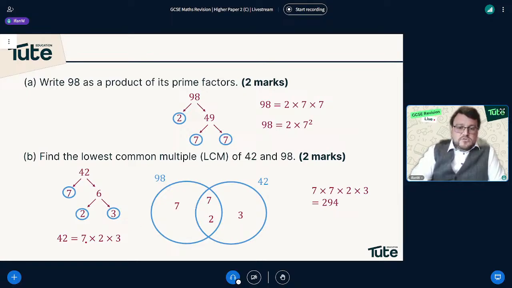Now, 7 appears once here and twice here, so one 7 goes into the intersection, and the other 7 would go into the circle of 98. And you're left with 3 in the right-hand circle, and 2 goes in the center because it happens here and here. And you multiply them all, 7, 7, 2, and 3 together to find the LCM. If you were finding the HCF, it would only be the numbers in the intersection. These are the types of questions you'll see, okay?